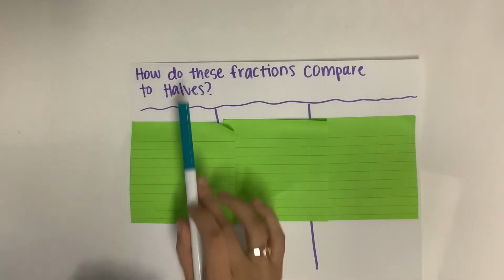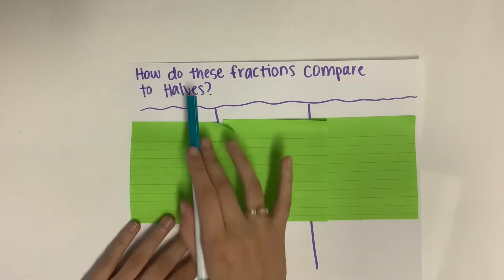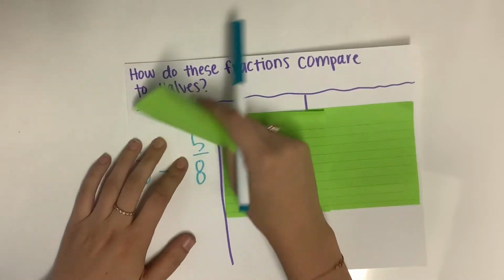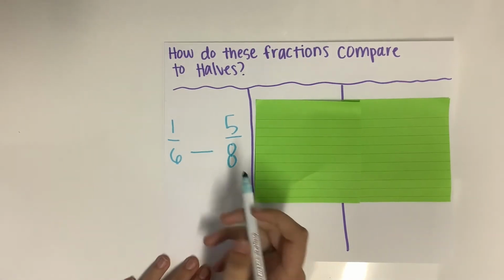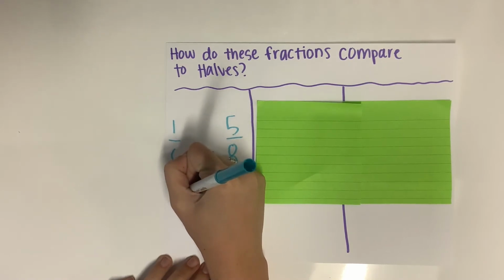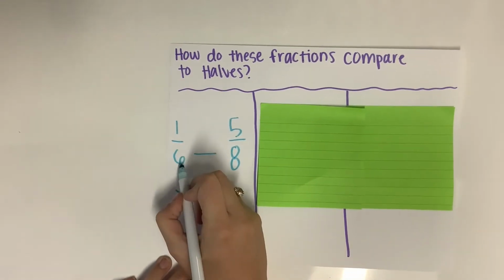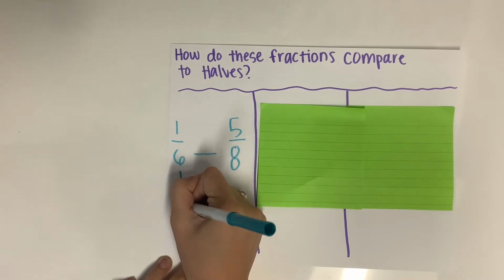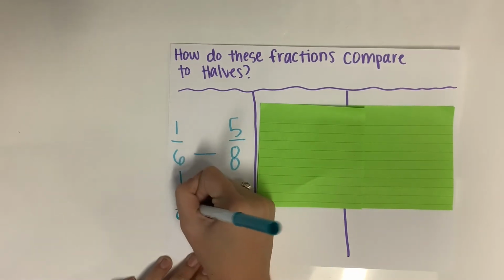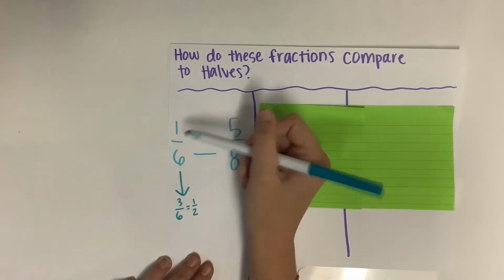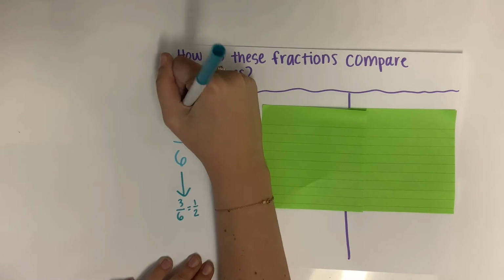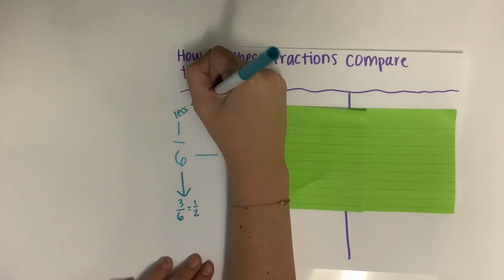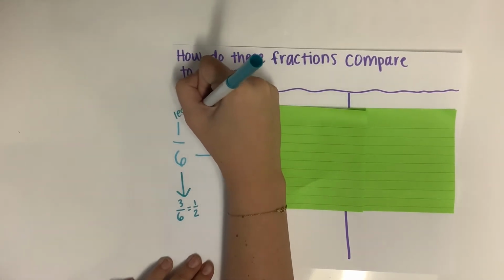Now let me show you what I mean by that. So I put this question up here, and I want you to think, how do these fractions compare to halves? So let's start with this problem. How do these two fractions compare to 1/2? Well, let's look at 1/6. Half of 6 would be 3. So 3/6 is equal to 1/2. Do we have 3/6? No, we only have 1/6. So we know 1/6 must be less than half.